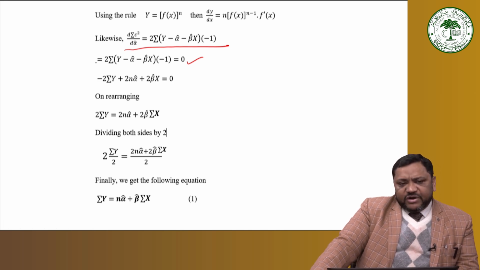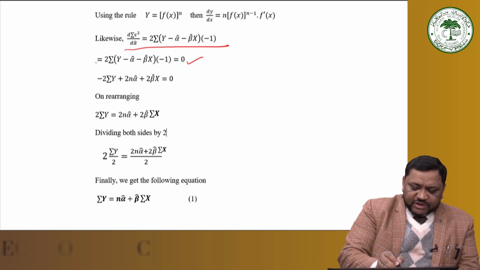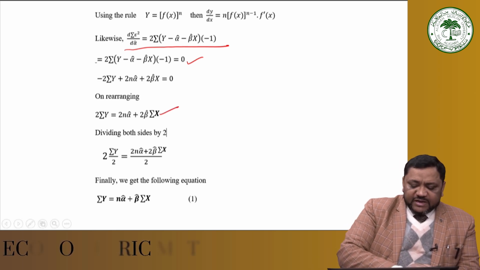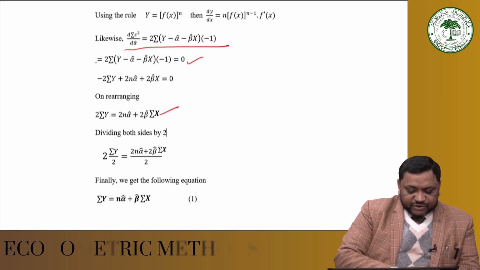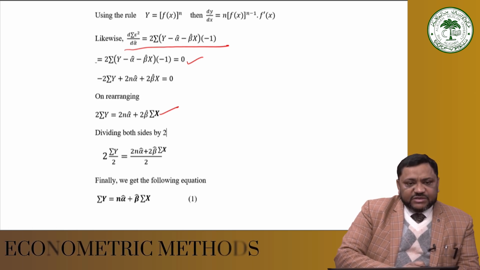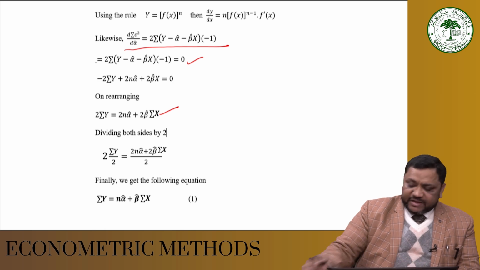Now we divide both sides by 2. Upon dividing both sides of the above equation by 2, we finally get the first normal equation, which is summation y is equal to n alpha hat plus beta hat summation x.